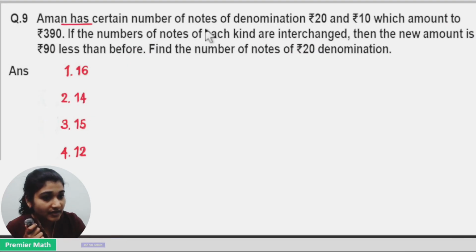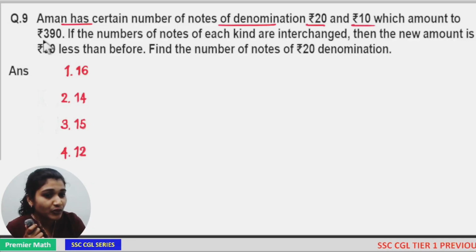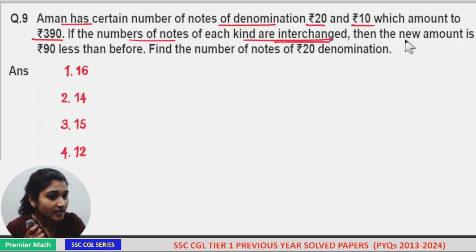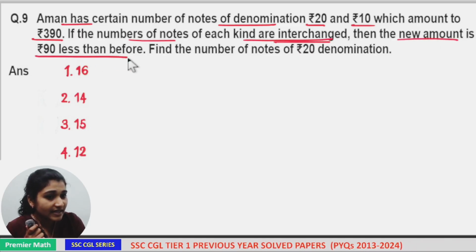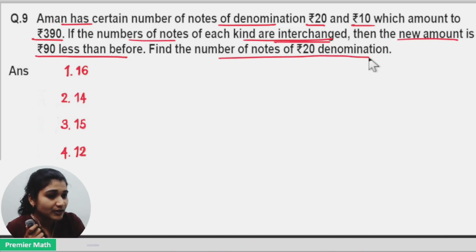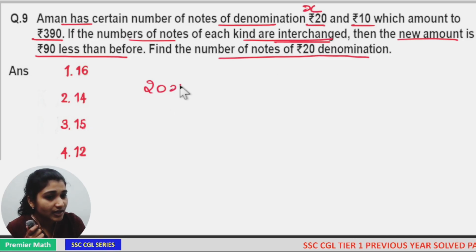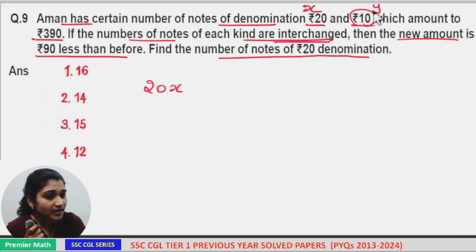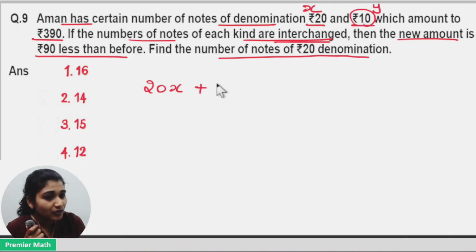A man has a certain number of notes of denominations of rupees 20 and rupees 10, which amount to rupees 390. If the numbers of notes of each kind are interchanged, the new amount is rupees 90 less than before. Find the number of notes of rupees 20 denomination. Consider the number of notes of rupees 20 as x. Then the value of 20 rupee notes is 20x. And if the number of notes of 10 rupees is y, then the value of 10 rupee notes is 10y. Then the sum of these two is initially 390 rupees.